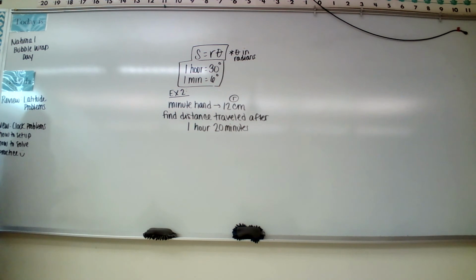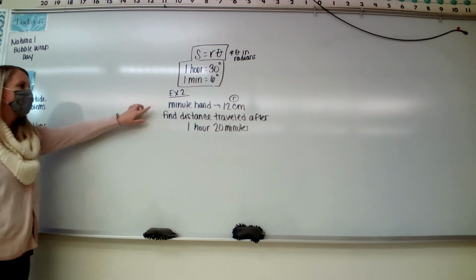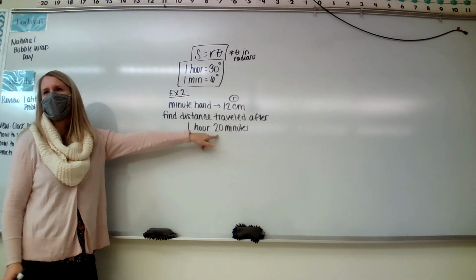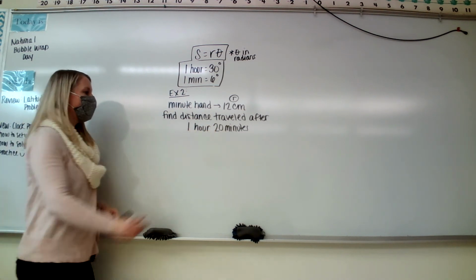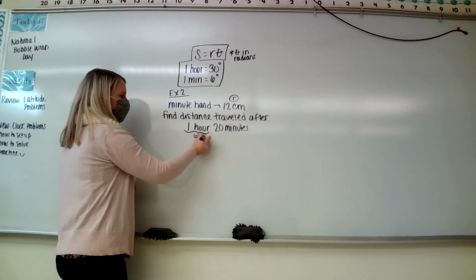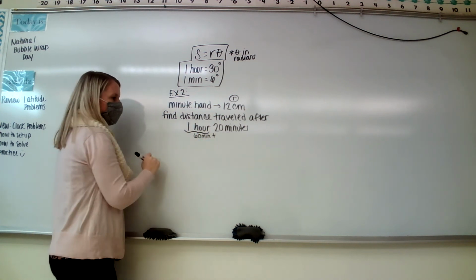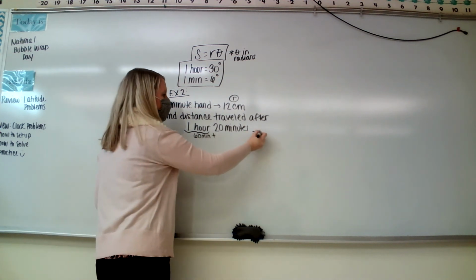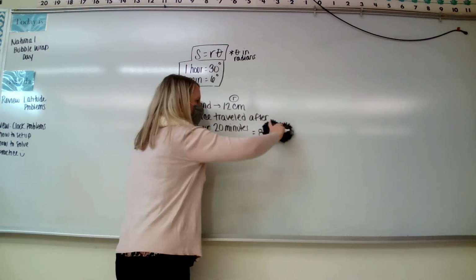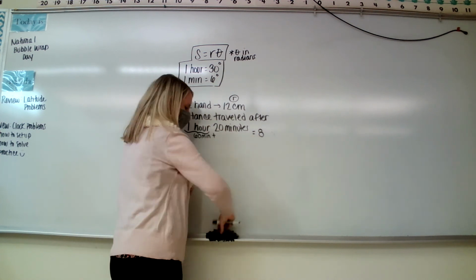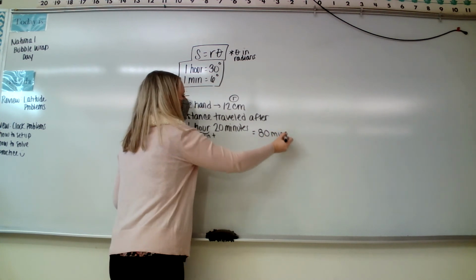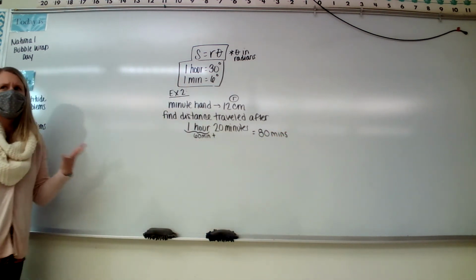The big thing I wanted to point out here is, since we're talking about the minute hand, this has to be just in minutes. We don't really want hours. So we know that every hour is 60 minutes, right? Plus we have 20 extra minutes. So we're actually going to say that the time is 80 minutes. Okay, well, it helps if I actually write 80. 80 minutes, okay.